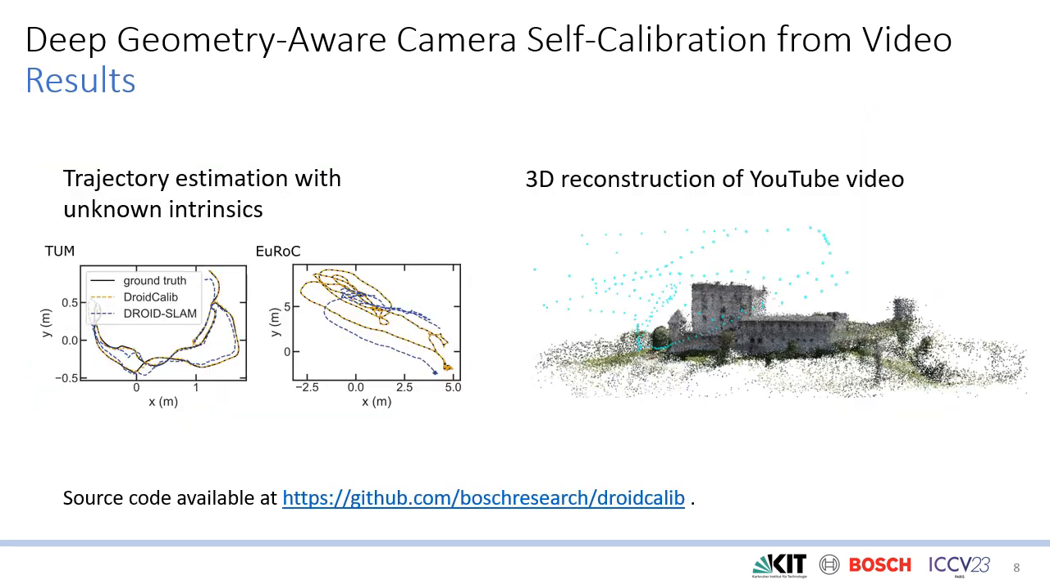The proposed self-calibration enables performing 3D perception tasks with unknown cameras, as shown for the example of trajectory estimation and 3D reconstruction of YouTube videos.